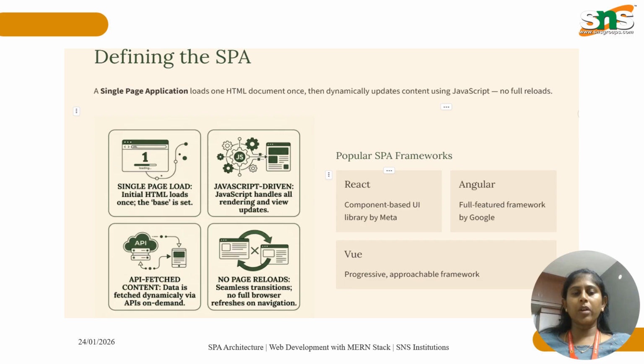Some popular SPA frameworks are React, Angular, and Vue. React is developed by Meta and is widely used for component-based UI development. Angular is a complete framework developed by Google, and Vue is lightweight and beginner-friendly. The key idea behind this is that JavaScript becomes responsible for controlling the user interface dynamically.